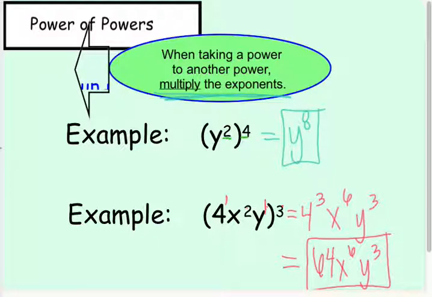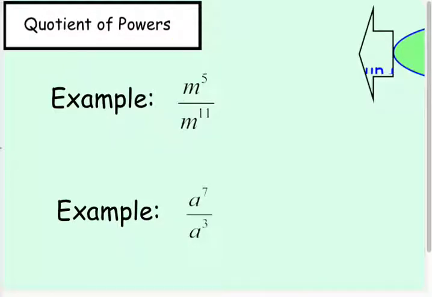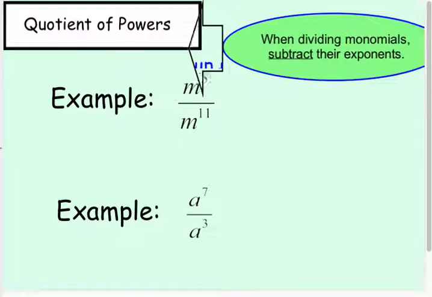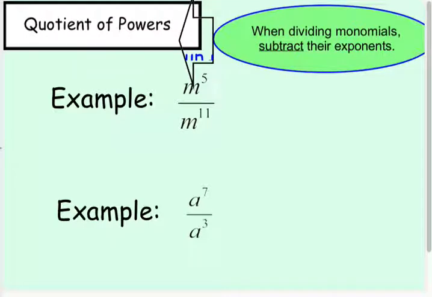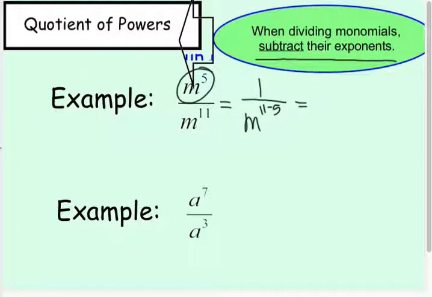The next one is the quotient of powers property. That's when you are dividing monomials. What you want to do is subtract their exponents. For this example, I have m to the 5th over m to the 11th. Which one is bigger? You subtract the smaller from the bigger one. 5 is smaller, so I take 11 minus 5. So it's 1 over m to the 11 minus 5, so I get 1 over m to the 6th.